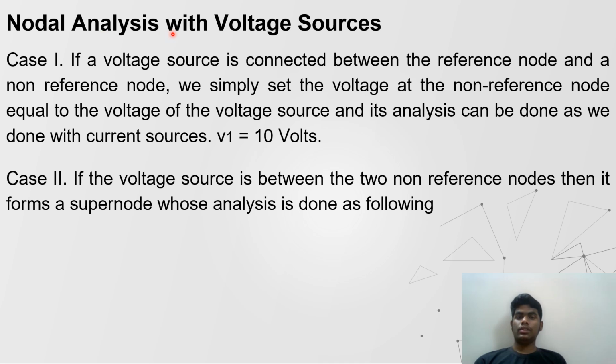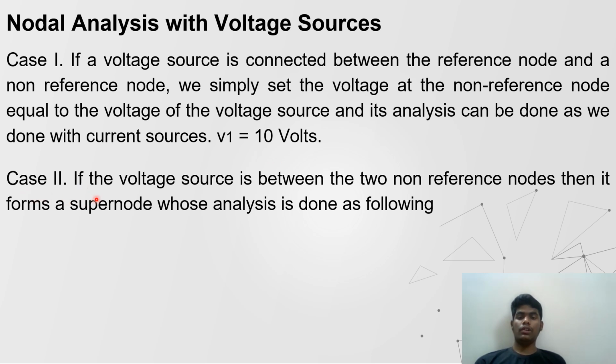Nodal analysis with voltage sources. In voltage sources, case 1. If a voltage source is connected between the reference node and a non-reference node, we simply set the voltage at the non-reference node equal to the voltage of the voltage source, and the analysis can be done as we did with current sources, where v1 is equal to 10 volts.